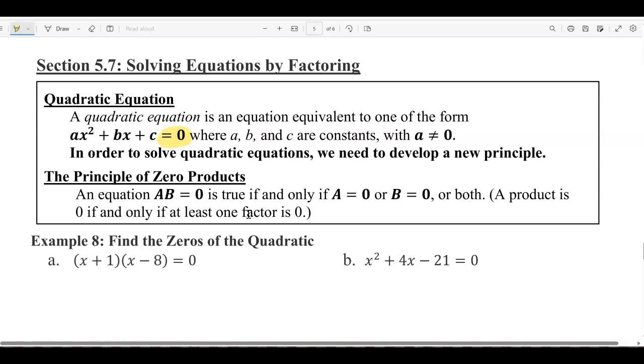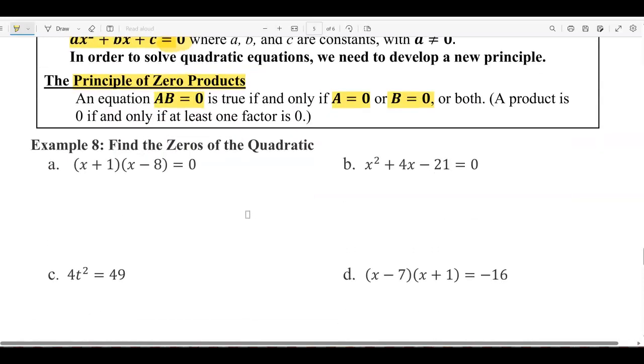Okay, so the ax squared plus bx plus c is actually known as a quadratic format, and if we set that equal to 0, then we can use the principle of zero products that says take your factors and set them equal to 0, allowing you to solve for up to 2 solutions. So let's show you what that looks like.